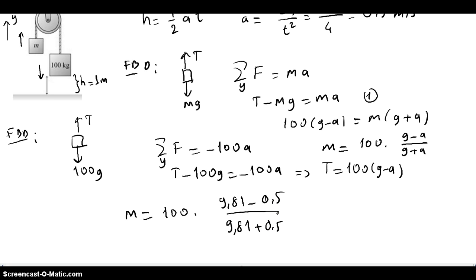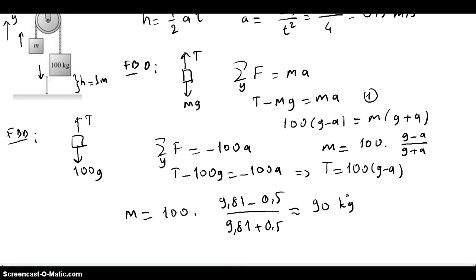If you do this in your calculator, let me do it quickly. Alright, 9.8 minus 0.5, divided by 9.8 plus 0.5, is 0.90, and if you multiply this by 100, it is of course 90 kilograms. Oh, it is almost 90 kilograms.